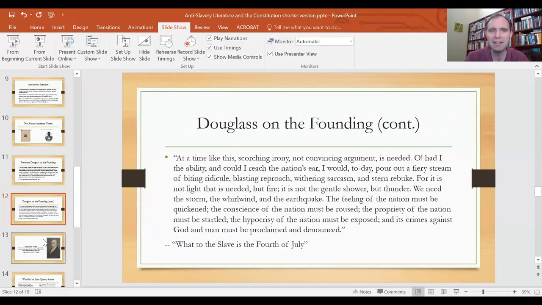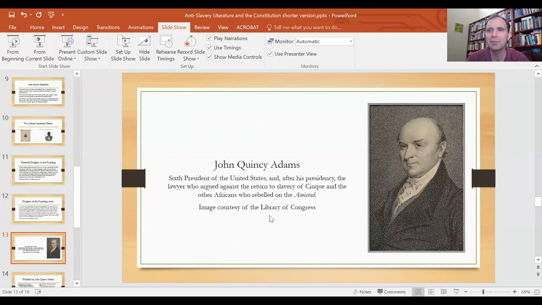Well, I want to give an additional angle on how the Constitution is used in anti-slavery poetry. And here we turn to a US president who was in fact a bit of a poet himself, John Quincy Adams. Adams's poetry was not all that political. He wrote on topics like the sundial, and he wrote some comical poems actually as well. But he was the 6th president of the United States, and after his presidency, he was a constitutional lawyer who argued against the return to slavery of Cinque and the other Africans who rebelled on the Amistad.